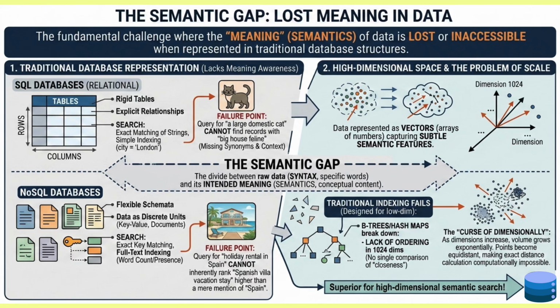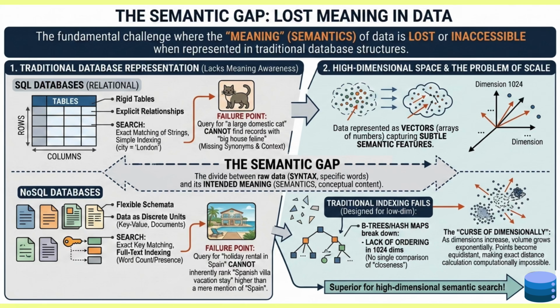While offering more flexible schemata, they still treat data as discrete atomic units like key-value pairs, documents, etc. Search capabilities usually revolve around exact key matching or full text indexing or simple property filters. So what was the failure point in this? A query for a holiday rental in Spain might pull up documents containing both words, but it won't be able to inherently rank a listing that says, let's say, Spanish villa vacation stay higher than a listing that simply mentions Spain once in a completely different context.